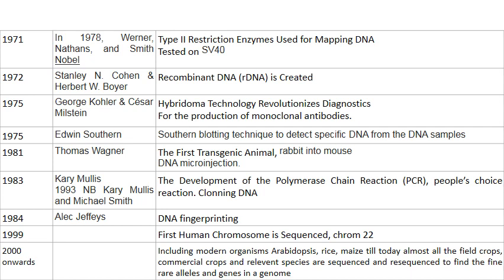In the same year, 1975, Edwin Southern gave the Southern blotting technique, which is helpful to detect specific DNA from DNA samples. Following that, in 1981, Thomas Wagner gave the first transgenic animal, by microinjection of rabbit DNA into mouse. That means he did the genetic engineering work.